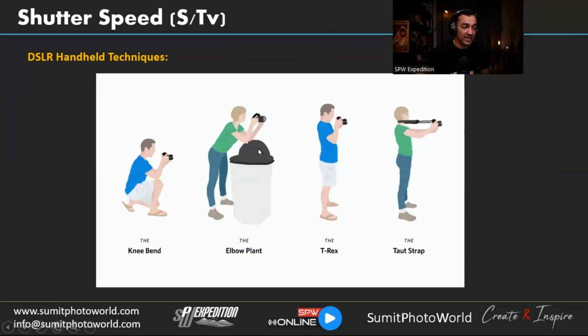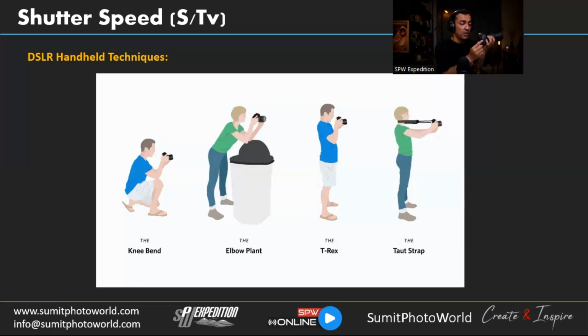The elbow plant, again, is the concept of planting our elbow on some hard surface. Any object you find which gives you the opportunity to plant the elbow, you can use for that technique. The T-Rex is the traditional method of holding. For example, if I'm holding the camera like this in my hand, I should make my left hand a platform to hold it. I can keep my front finger and thumb free, so I can move the focusing ring if I am working with manual focus.